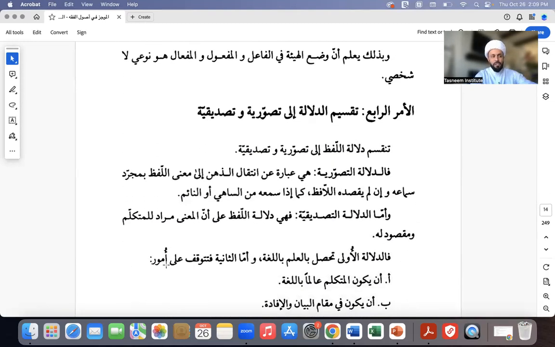The fourth section of the book is الأمر الرابع تقسيم الدلالة إلى تصورية وتصديقية. This is where we're going to speak about conceptual and assentive signification. We'll leave that for our next session, inshallah.